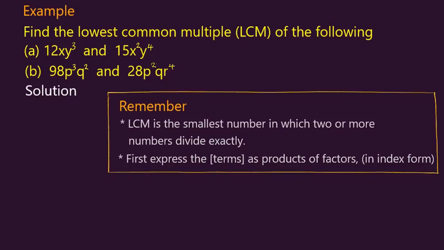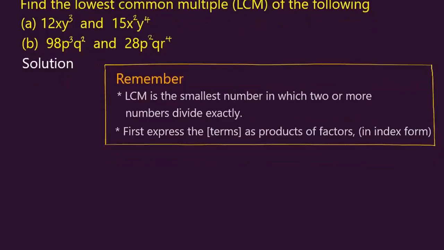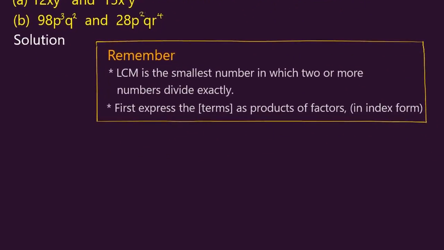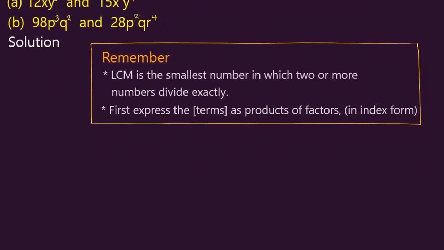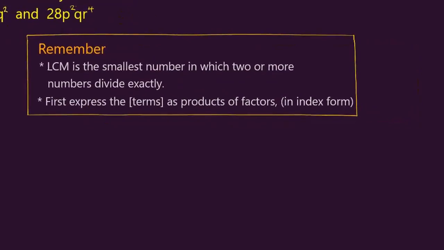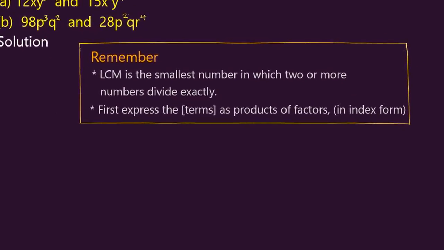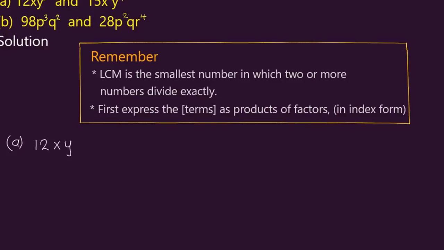Alright, so we want to start our working with part A. Okay, so let's start. Alright, so in part A we have 12xy cubed, and we also have 15x squared y to the power of 4. So what did we say we do? We first express the terms as products of factors.